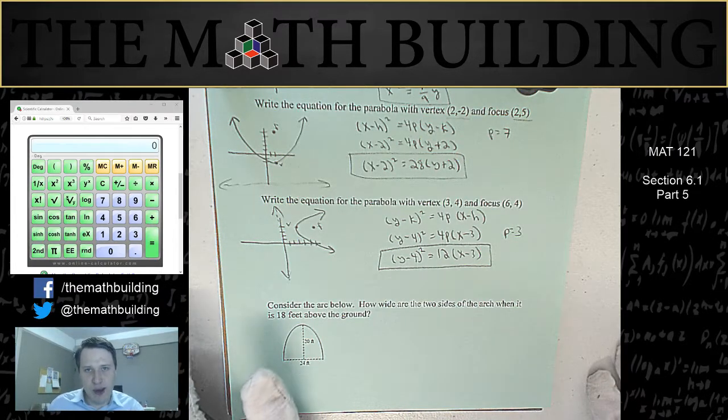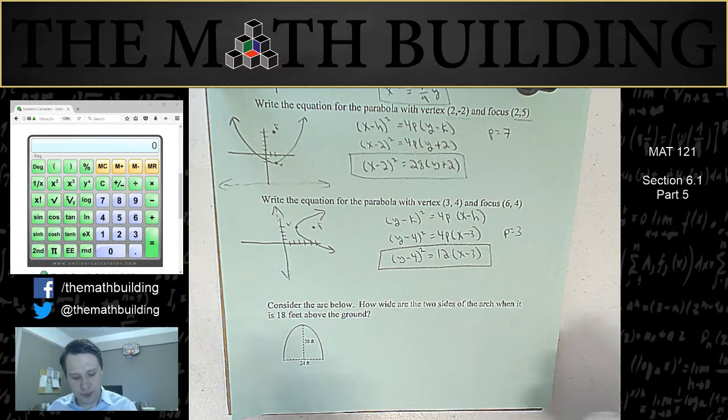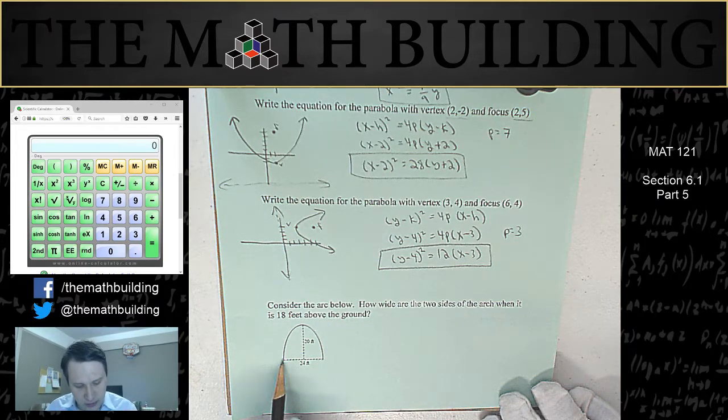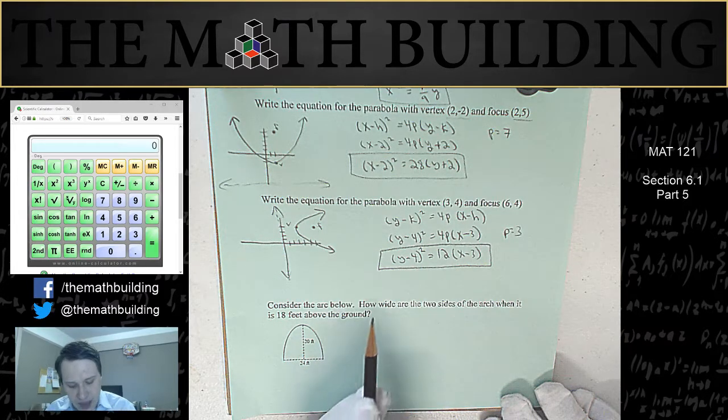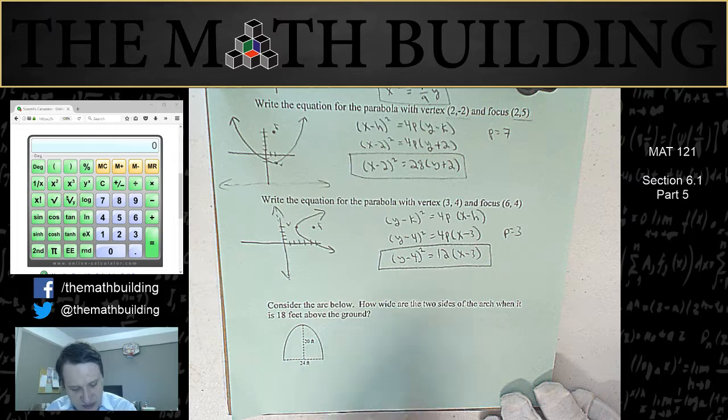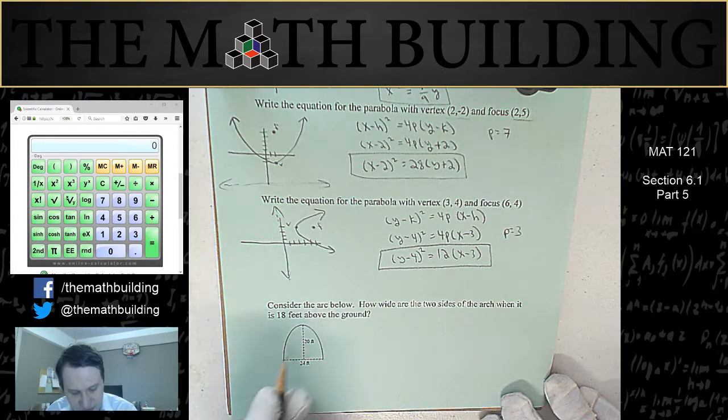And welcome to the last problem of section 6.1. Consider the arc below. We've got an arc here that's 24 feet long, and at the top, at its maximum height, it looks like it's 20 feet tall. How wide are the two sides of the arch when it is 18 feet above the ground? So how wide is it when we are 18 feet above the ground?